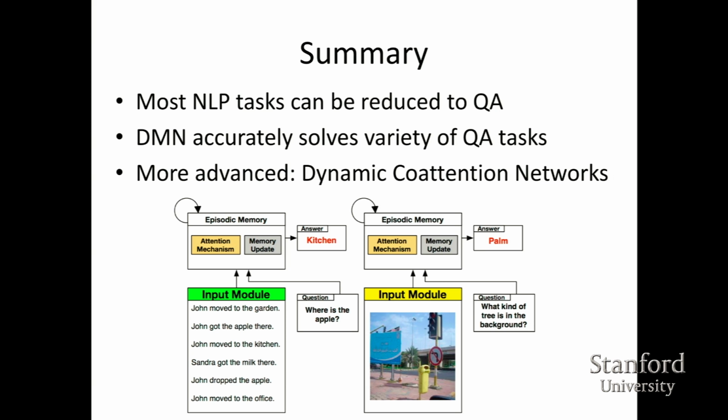The dynamic memory network can quite accurately solve a whole variety of different QA tasks, but as we'll talk about in next week's lecture, there are also extensions to this where you can do dynamic generation of answers and pay co-attention to the inputs and the question jointly. So still more work to be done.